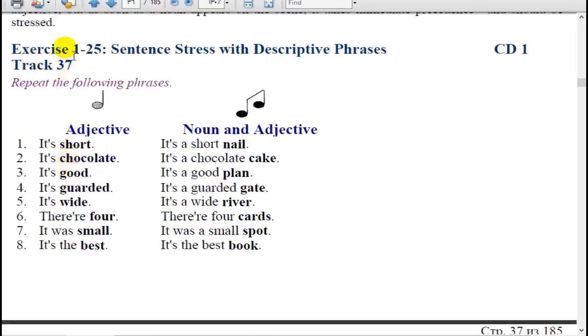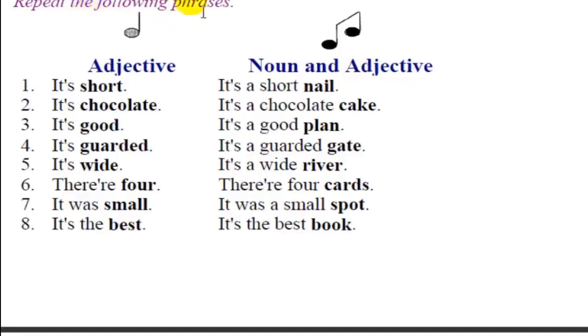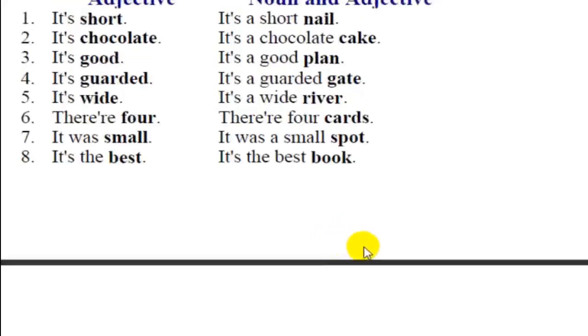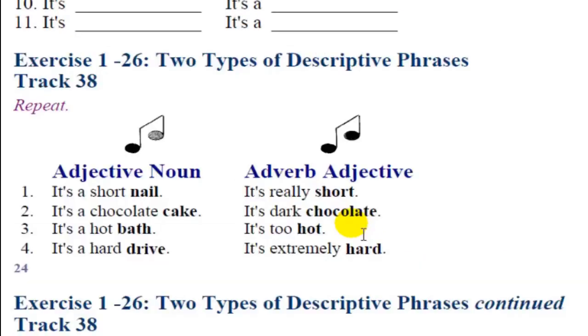Exercise 125. Sentence stress with descriptive phrases. Repeat the following phrases. 1. It's short. It's a short nail. 2. It's chocolate. It's a chocolate cake. 3. It's good. It's a good plan. 4. It's guarded. It's a guarded gate. 5. It's wide. It's a wide river. 6. There are 4. There are 4 cards. 7. It was small. It was a small spot. 8. It's the best. It's the best book. Pause the CD and write your own adjective and noun sentences. Use the same words from exercise 124.